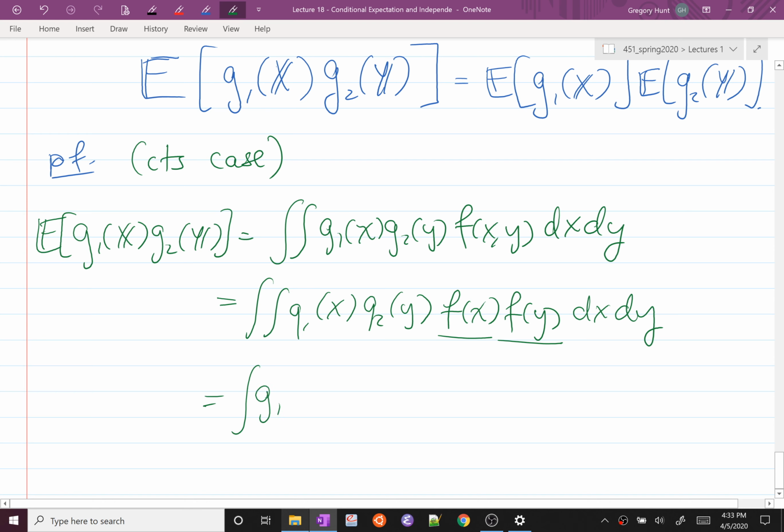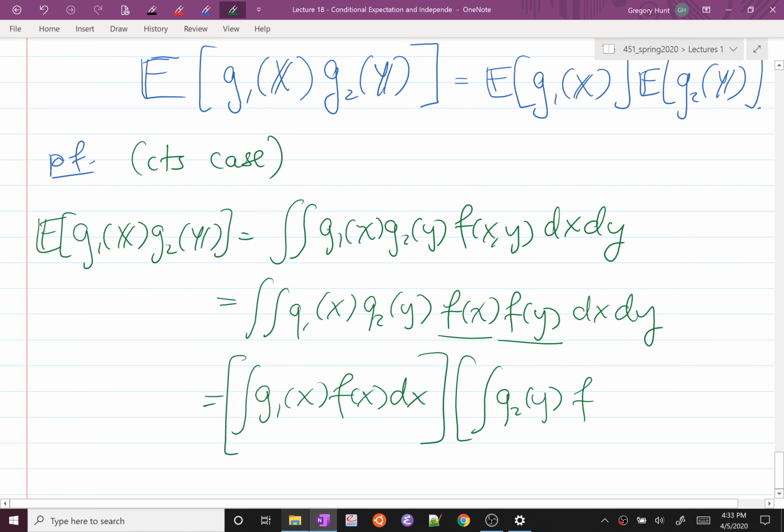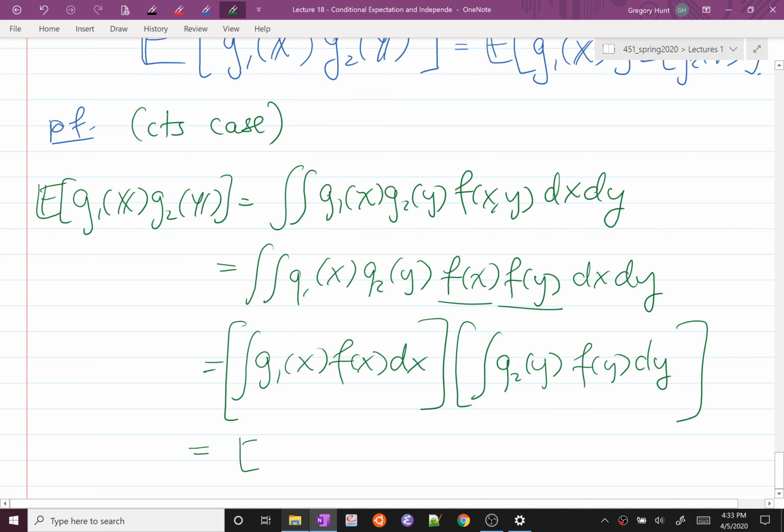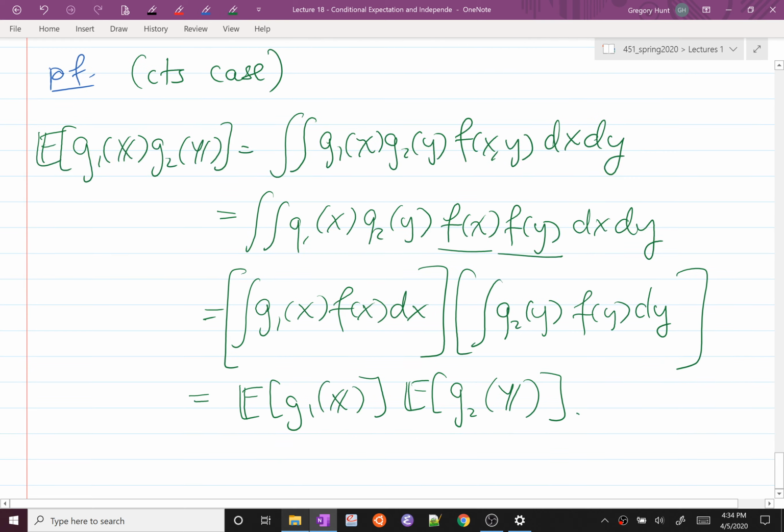This is the integral of g1(x) f(x) dx multiplied by the integral of g2(y) f(y) dy. And that, of course, given our definition of univariate expectation, is just the expected value of g1(x) times the expected value of g2(y). So, a pretty simple proof, a nice little theorem, very useful.